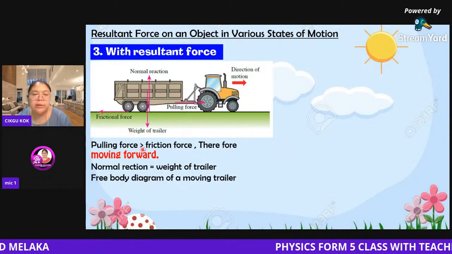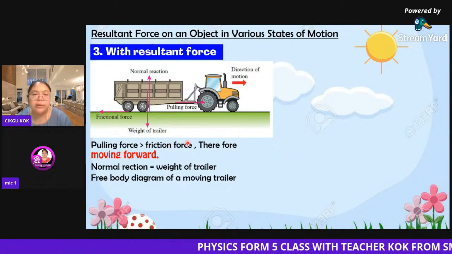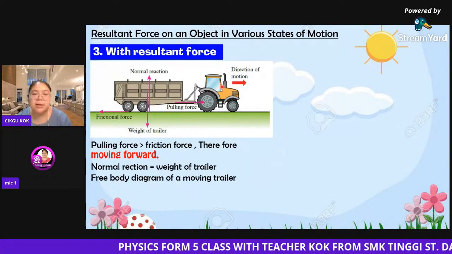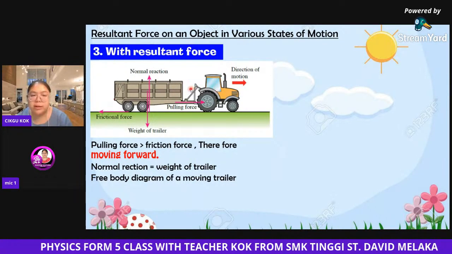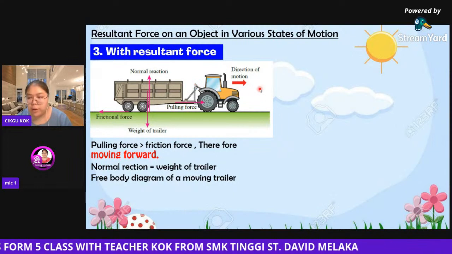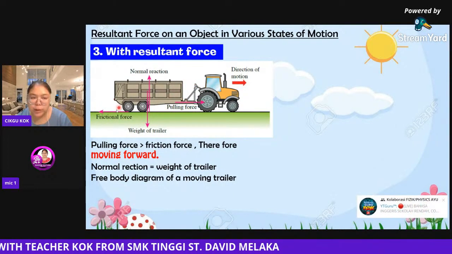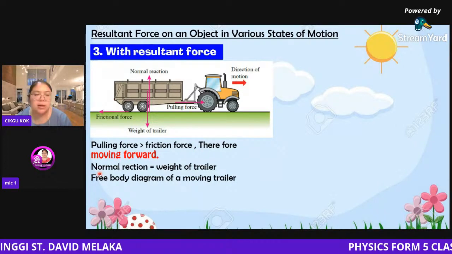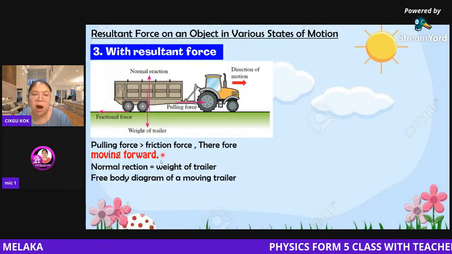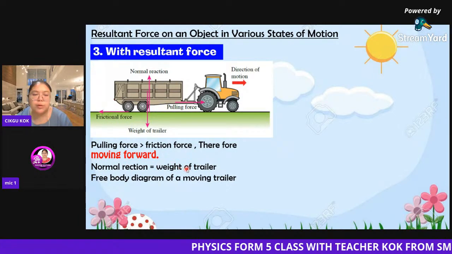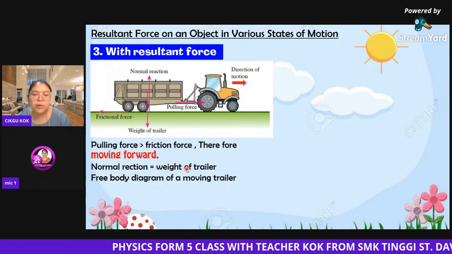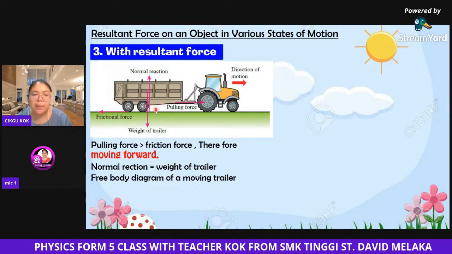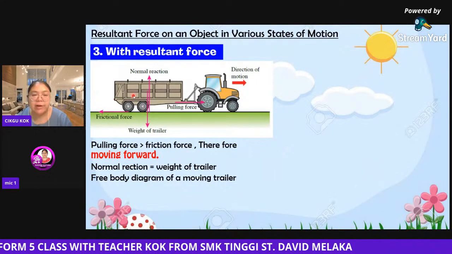Pulling force, okay, more than friction. Agree? So finally the lorry, the tractor can go forward, because the pulling force is more than friction. Another one is normal reaction, R, and also weight must be the same. If not, they will leave the ground already, is it? So up and down should be balanced. Just left and right is different.